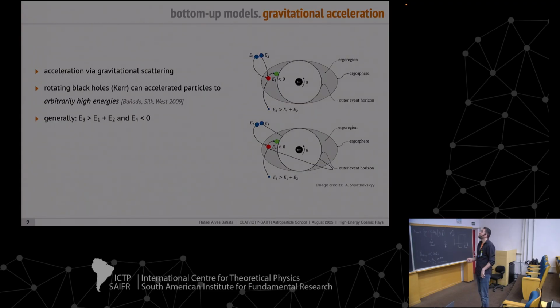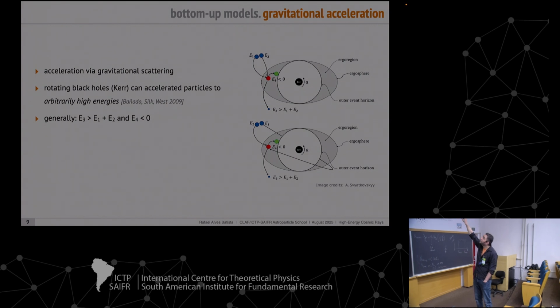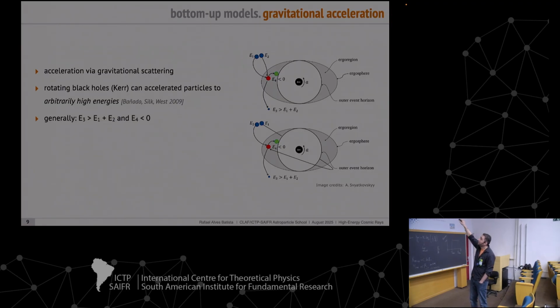How does this work? Let's take a look here. This circle is the event horizon of a black hole. This black circle inside is the singularity of the black hole. If you get inside this white region, you're done. You cannot come out. But because this is a rotating black hole, you have this region here called the ergosphere, this gray region. And what happens is the following. Suppose you have two particles with energies E1 and E2. They come into the ergosphere, very close to the event horizon, but not exactly inside the event horizon.